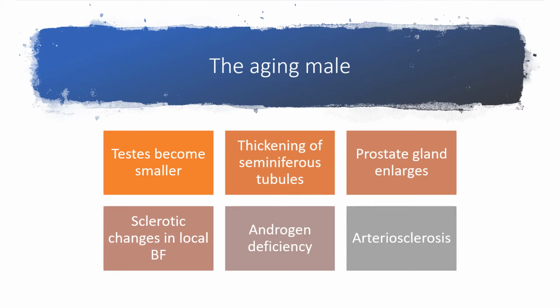Androgen deficiency: a lot of men will suffer androgen deficiency. This can include problems with the testes, the hypothalamus, and the pituitary gland. And then arteriosclerosis. If any male has any type of peripheral vascular disease, this also has the capability to affect the vessels that are supplying the testes and the penis. So arteriosclerosis is something to be aware of.